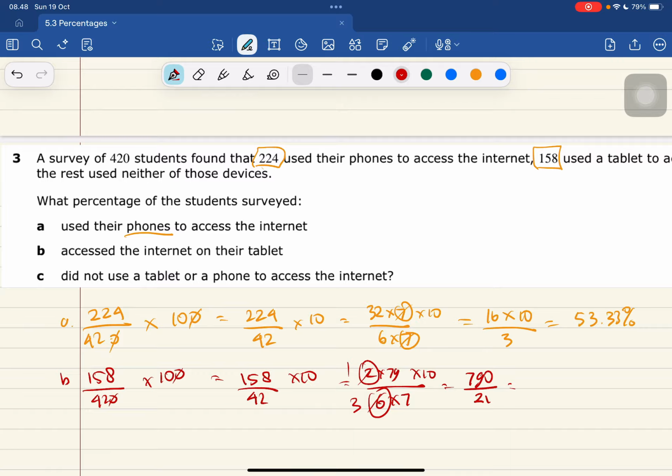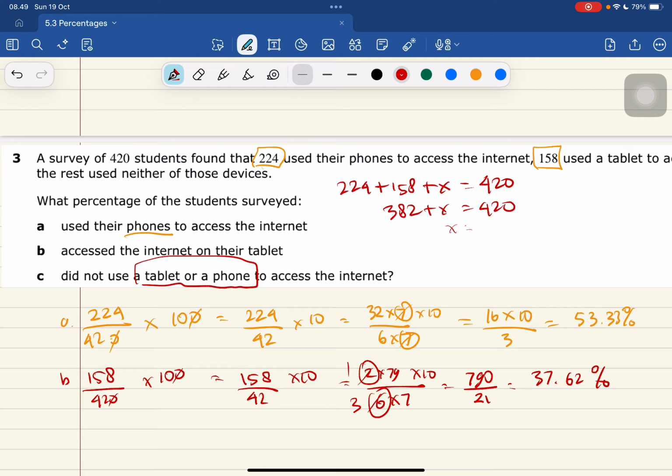So this answer will be 37.62%. The rest, so let's make it 224 plus 158 plus x. This is the rest, not using tablet or phone. This has to be 420. So 224 plus 158, so this is 382 plus x equal to 420. So x equal to 420 minus 382. So this is going to be 38.